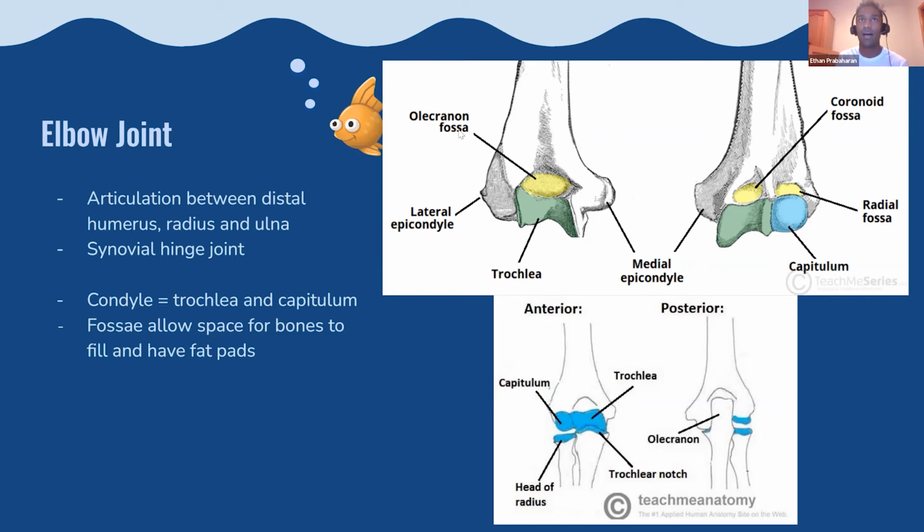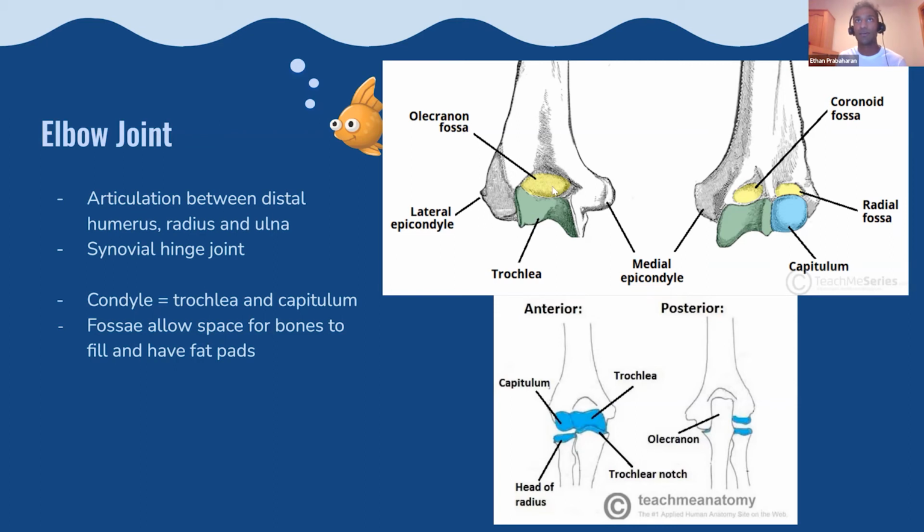We also have a few fossae. So we have got the olecranon fossa, the coronoid fossa, and the radial fossa. And each of those fossae have fat pads, and those fat pads act as cushions when bones from the forearm enter them when you move your elbow. So when you flex and extend your elbow, the actual bones of the forearm will move into those fat pads. And the good thing is the names of those fat pads and the names of those fossae correspond to the actual parts of the bones of the radius and ulna.